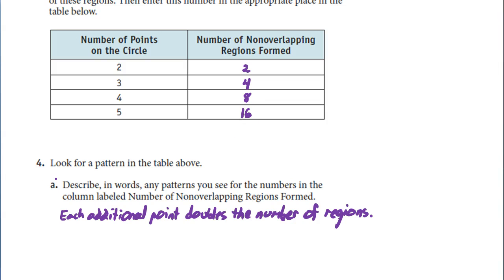Question 4. Look for a pattern in the table above. Part A. Describe in words any patterns you see. It looks like with each additional point, that doubles the number of regions, right? So when I increase the dots around the outside by 1, it went 2 times 2 makes 4. When the number of points increased from 3 to 4, it went 4 times 2 makes 8. Again, increasing by 1 point, it looks like 8 times 2 makes 16. So there is my pattern.